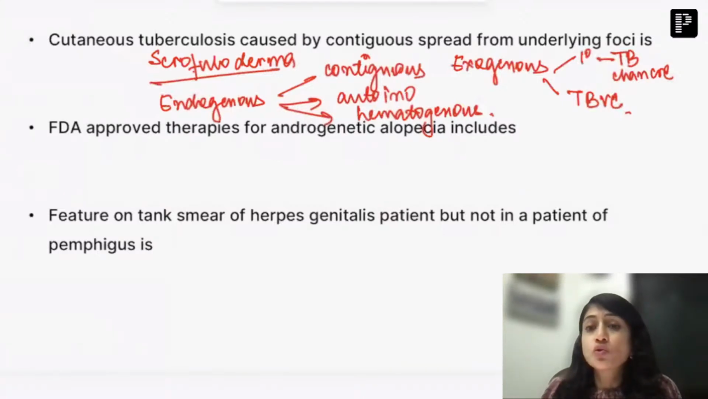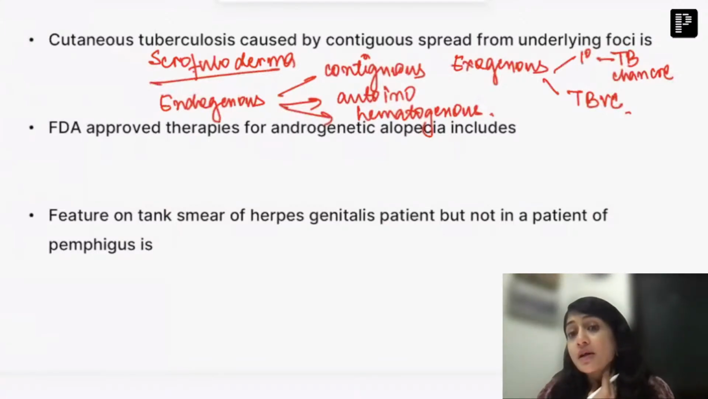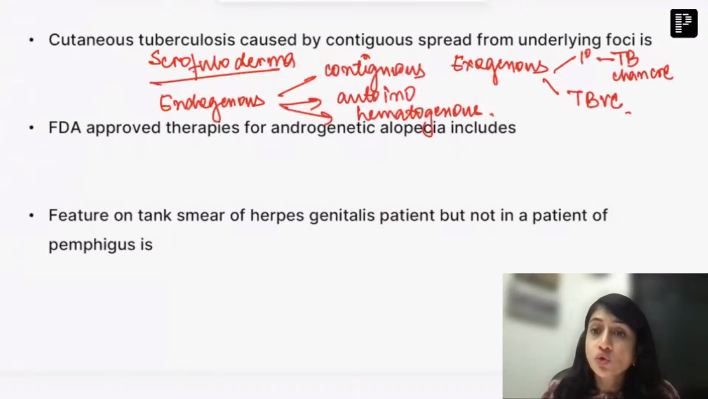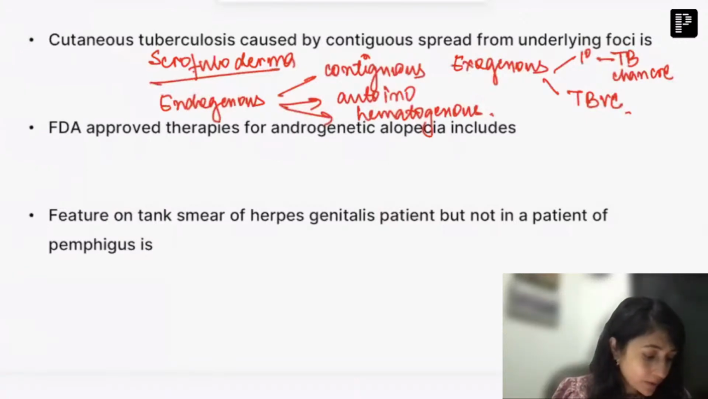If they ask what the usual underlying focus is here, it is usually a lymph node. It can be a bone, it can be the lacrimal gland, but the most common area is the cervical lymph nodes. So when the patient has cervical lymph node TB, gradually that lymph node gets enlarged, touches the skin and spreads the MTB from the lymph node to the skin. This is called contiguous spread, and there is an underlying focus, which was my cervical lymph node. So scrofuloderma is through contiguous spread.